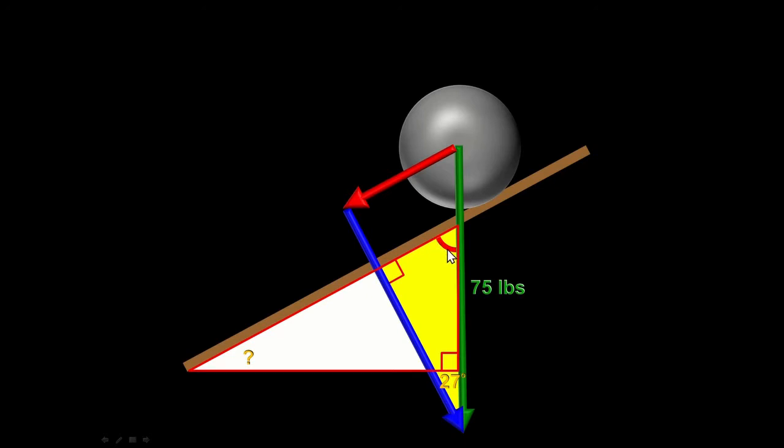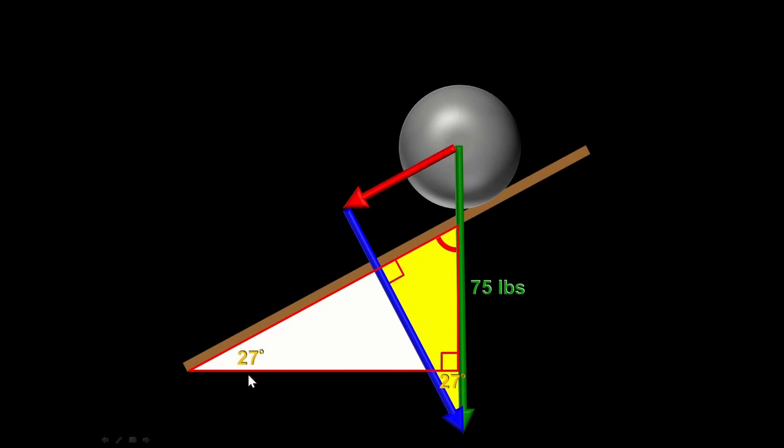This angle for the yellow is shared by that angle for the white. So we have two angles of the yellow triangle congruent to two angles of my white triangle. So the third angle must also be congruent. So this is the third angle of the yellow and the third angle of the white.